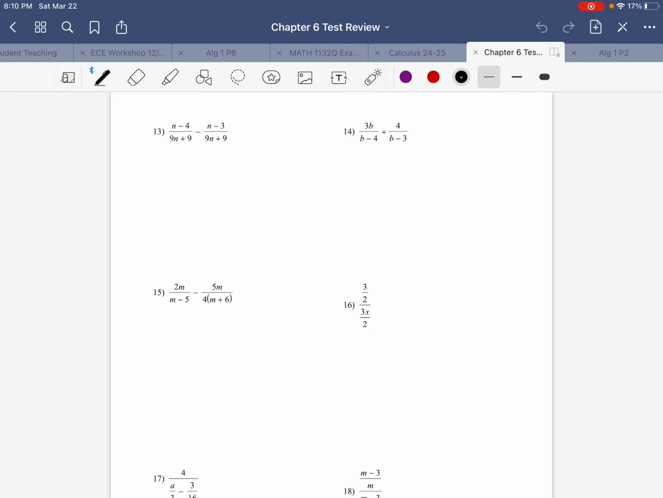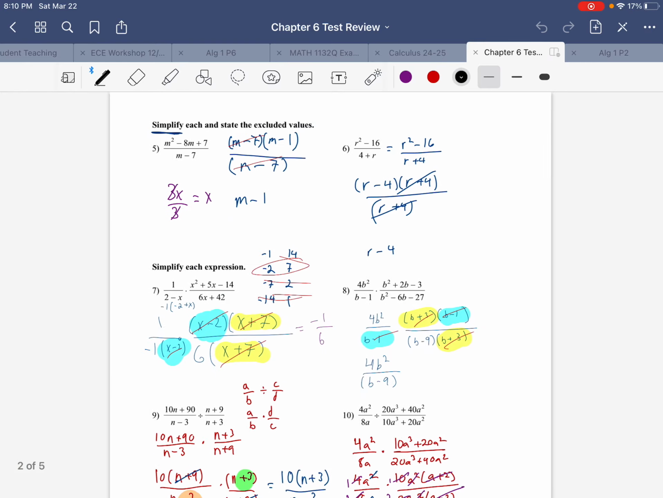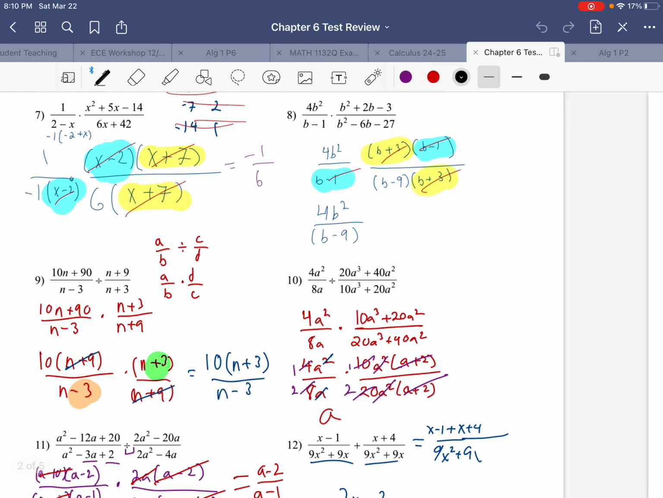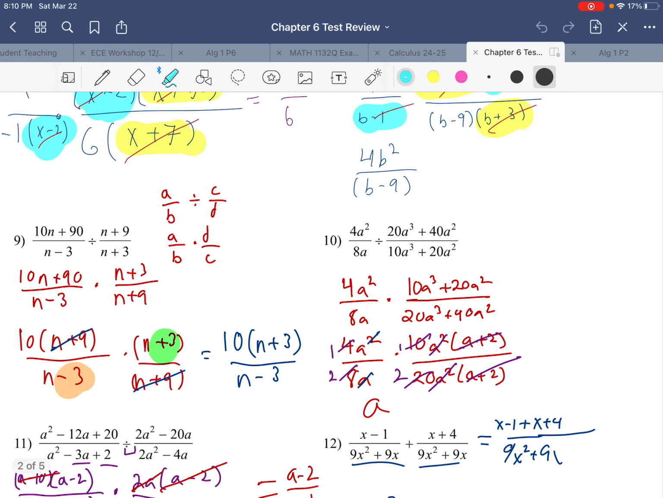I left off on number 13, but I just wanted to point out that in the last video, for number 10, I said that the answer was A. I forgot that I was multiplying 1/2 by 1/2. This should be A over 4, not A.